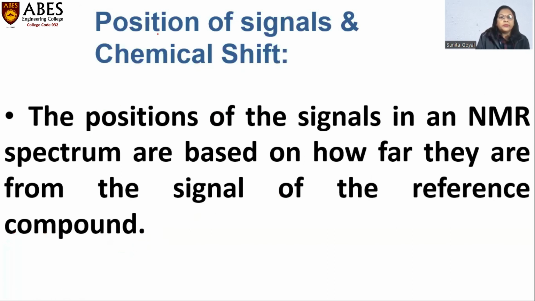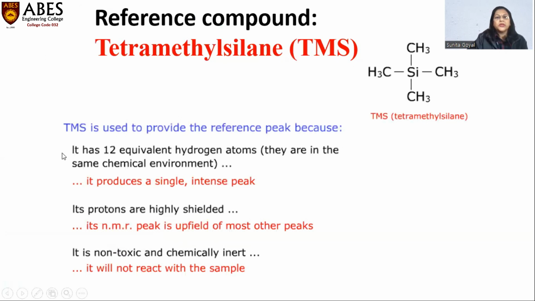So, by knowing the shielding or de-shielding of these protons, we can see the position of these signals in the form of chemical shifts on the NMR spectrum. The positions of the signals in an NMR spectrum are based on how far they are from the signal of the reference compound. Now, what is this reference compound? The reference compound is tetramethylsilane, TMS.